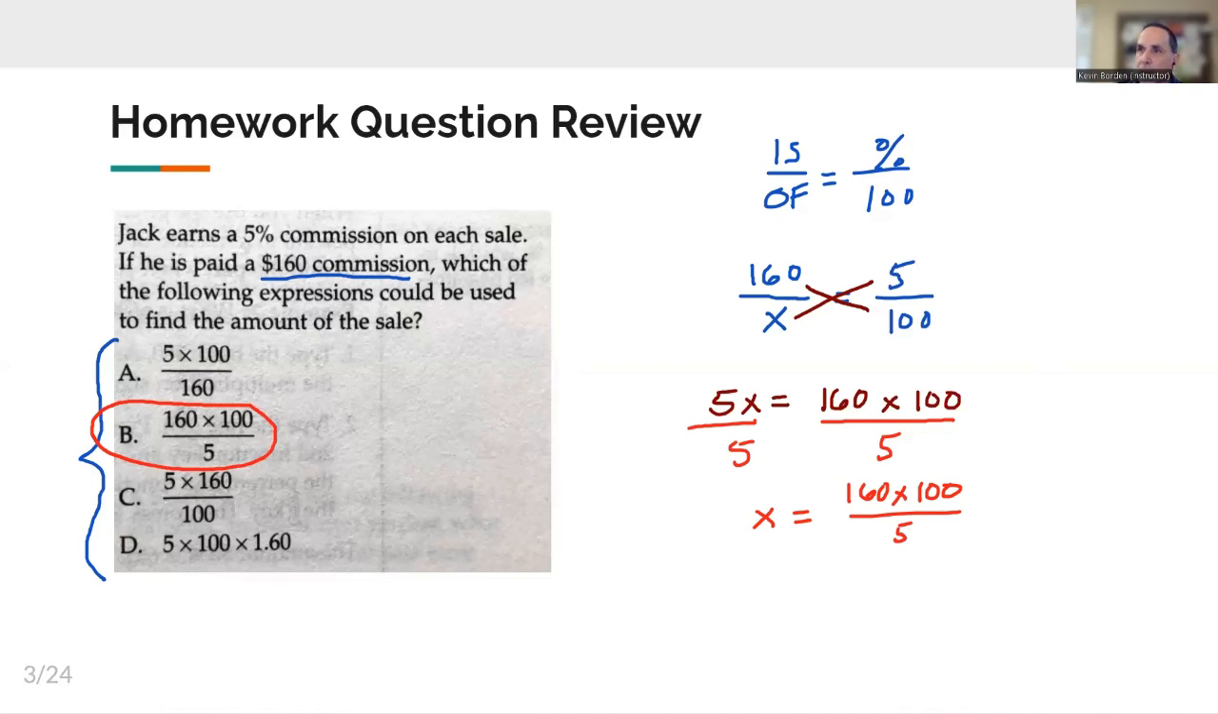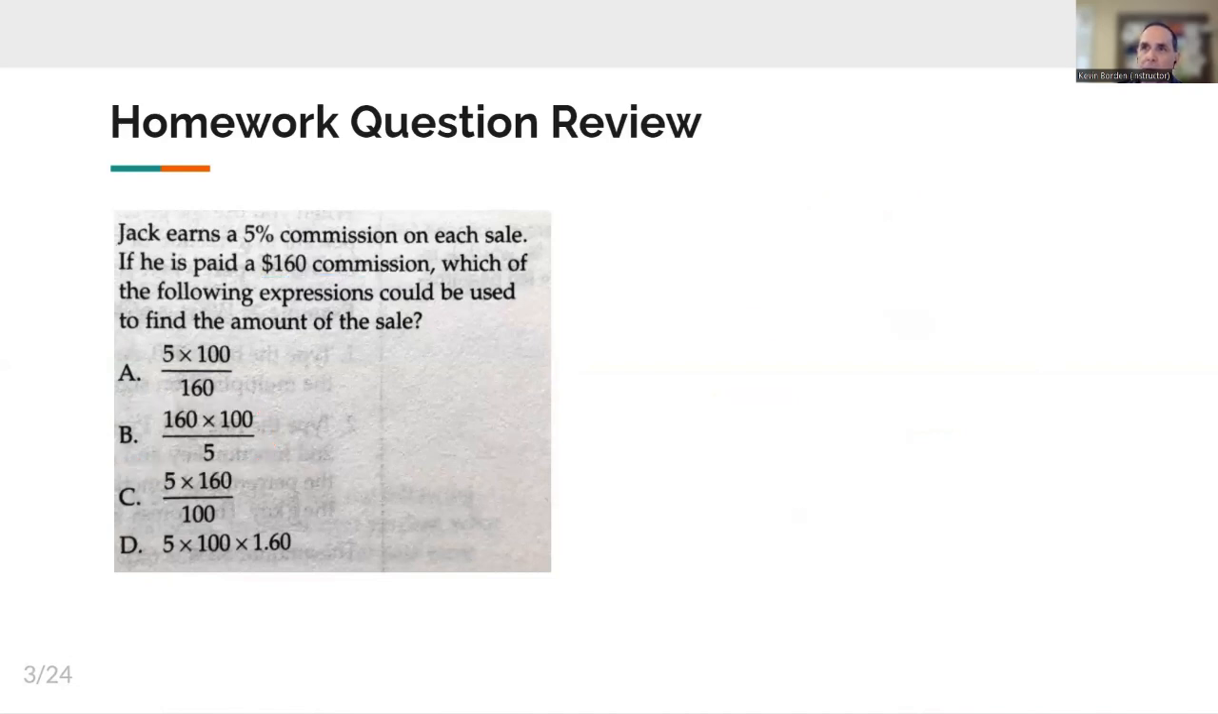Now, another thing I want to point out about problems like this is that it can be really helpful to do the math and see if what you get out of each of these answers sounds like a reasonable number. Now, let's keep in mind, Jack was paid $160 in commissions and was paid 5% on each sale. So he sold a lot more than $160. We know that. So these numbers that we get out would have to be a lot more than $160. What do we get when we multiply 5 times 100 and divide by 160?